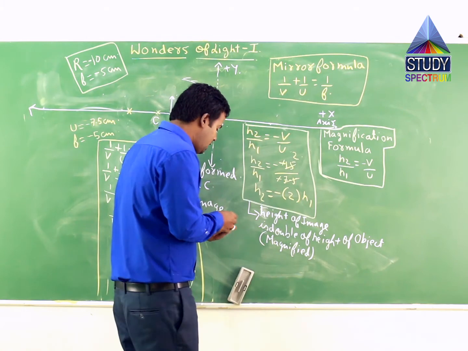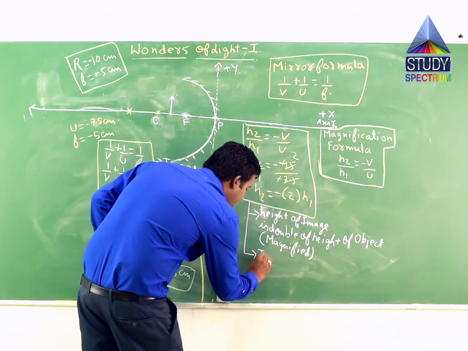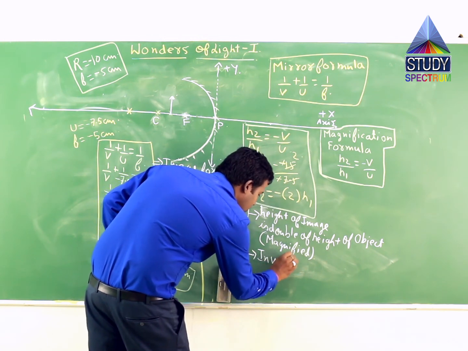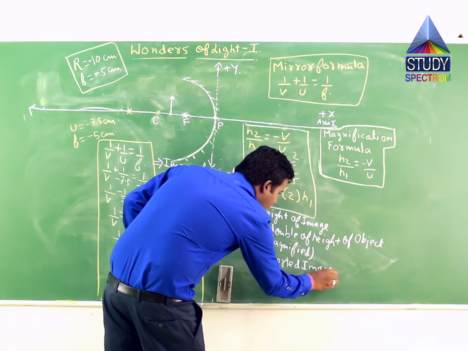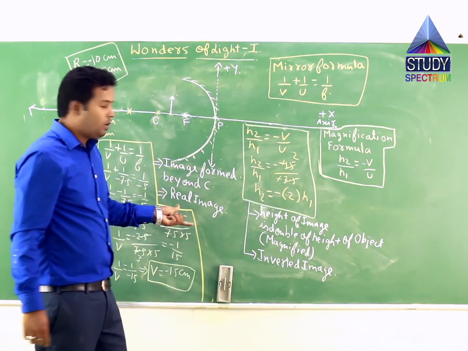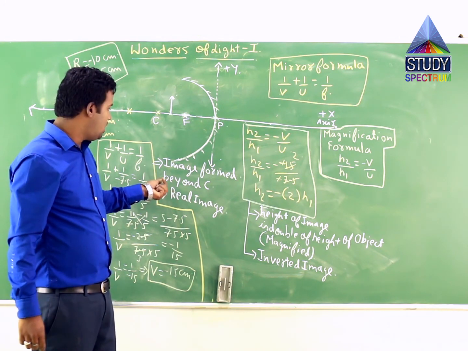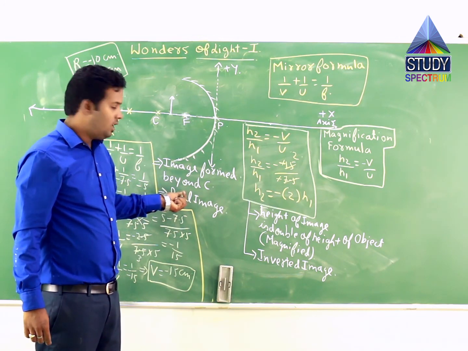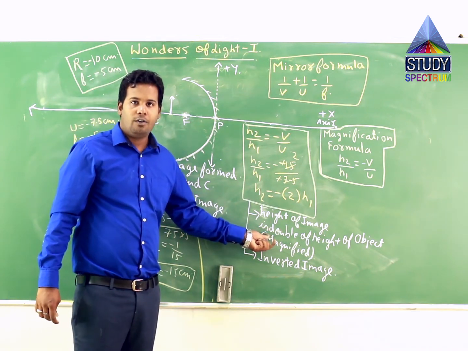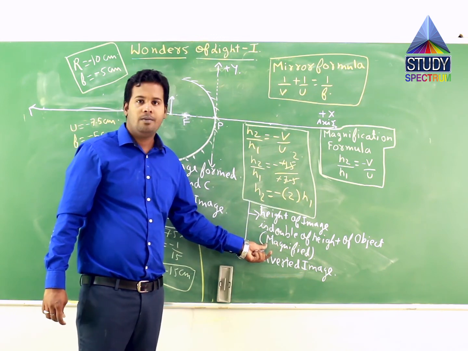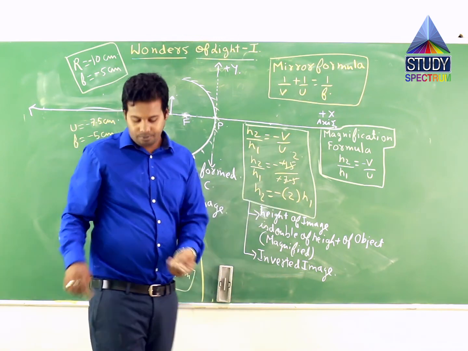So the second result, we can write it as inverted image. So it means we have four results using two formulas, two results from each formula. In this case, the image is formed beyond C, the image is real, the height of the image is double the height of the object, that is magnified, and also the image is inverted because this value is coming out to be negative.